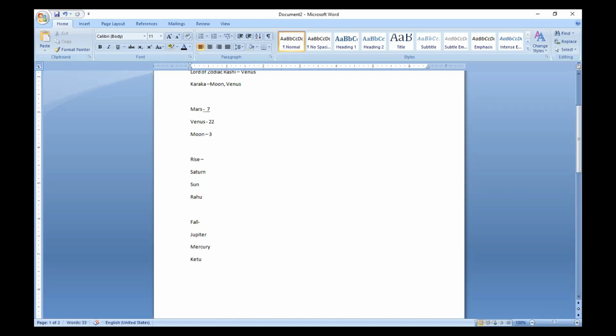Okay, so you have to keep it separate in your vision. The planets for which we are doing assessment, you have to keep them separate. Planets which can bring rise and fall, you have to keep them separate like this.